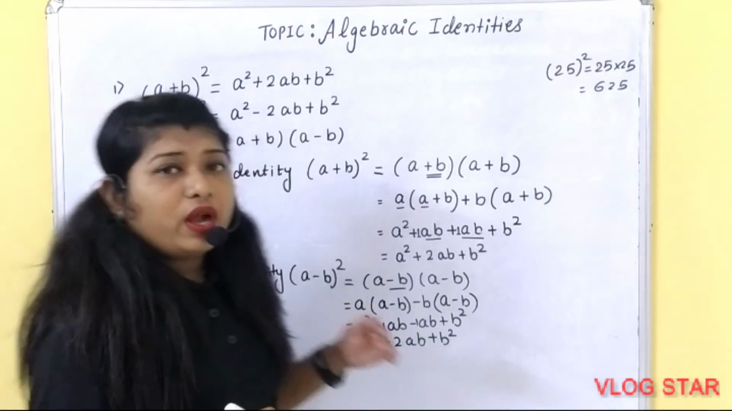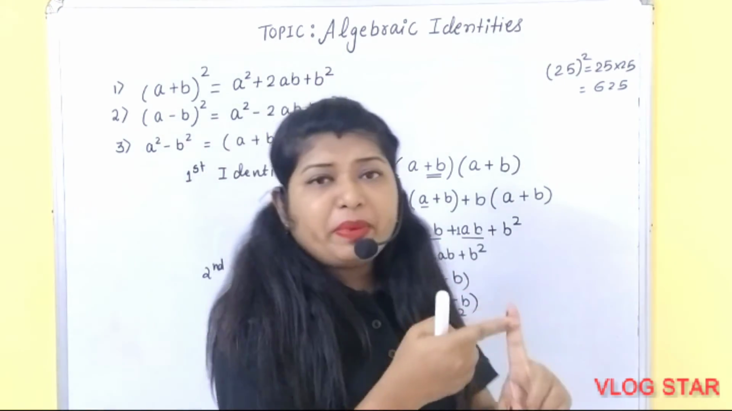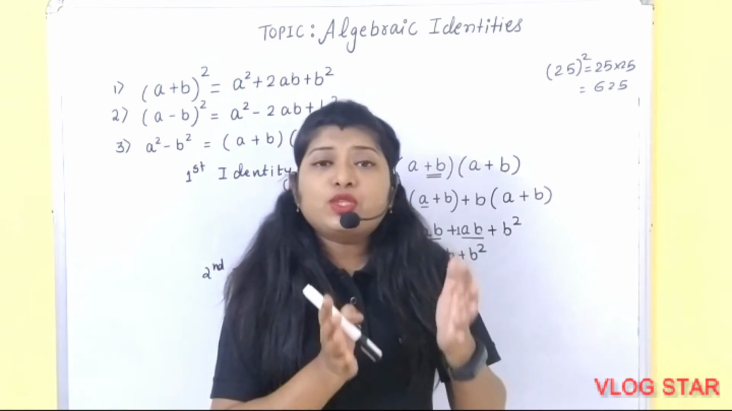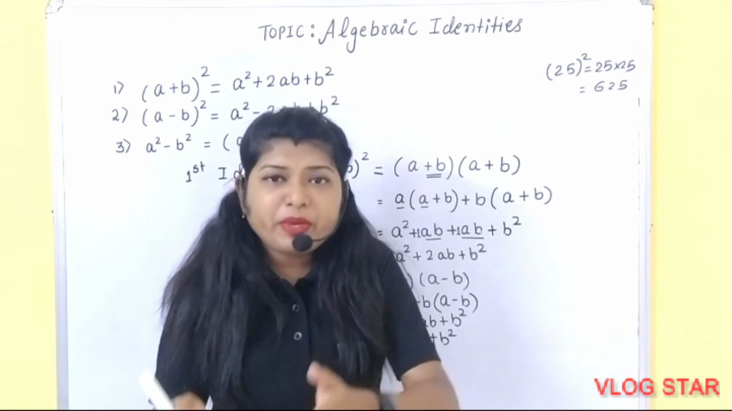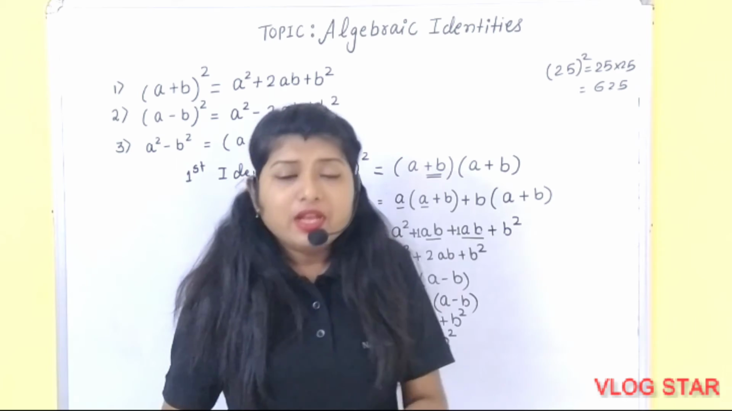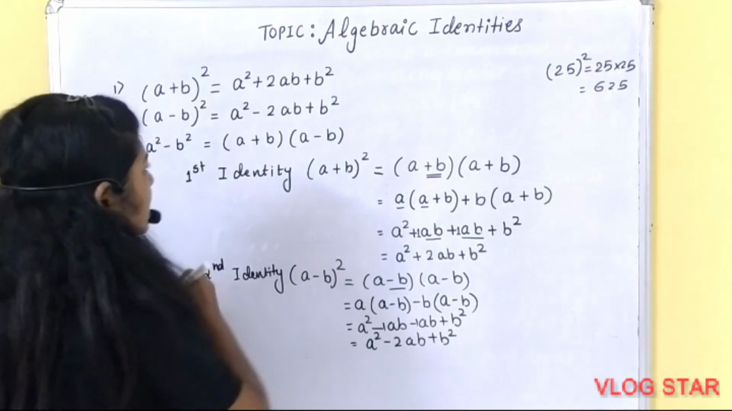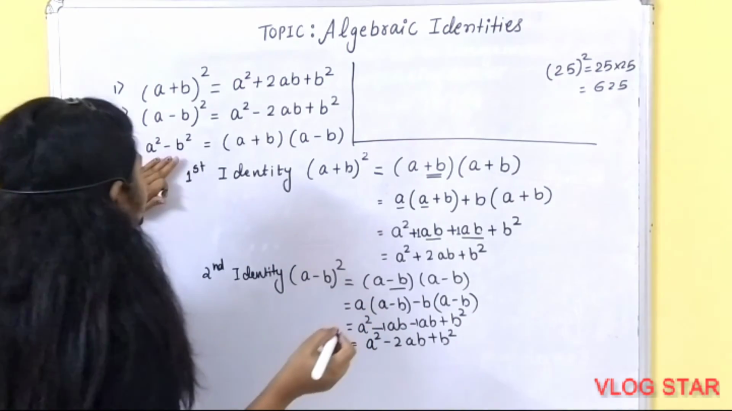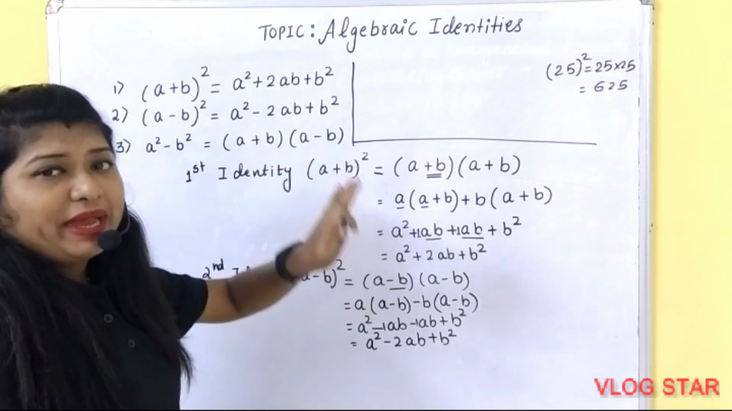So already we have covered two important identities: (a + b) whole square is equal to a square plus 2ab plus b square, and (a − b) whole square is a square minus 2ab plus b square. So we have covered the proof of the first two identities. Now coming to the third identity, what is given? A square minus b square is equal to (a + b) into (a − b).